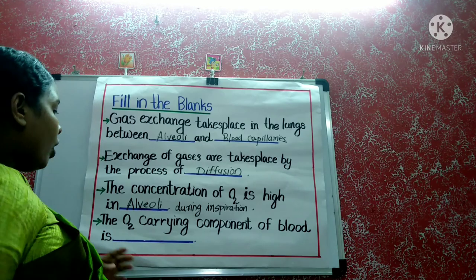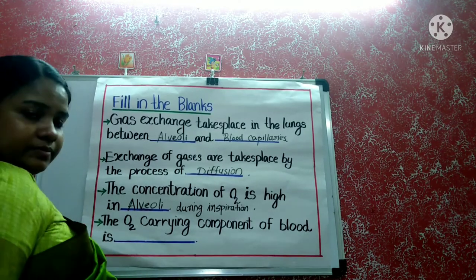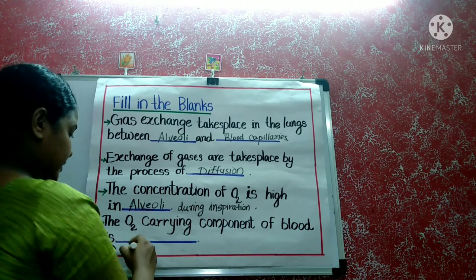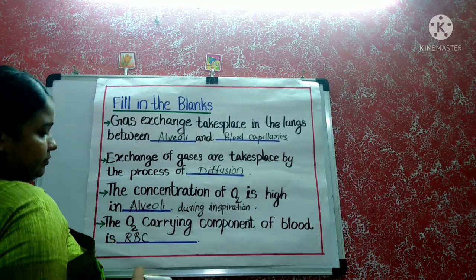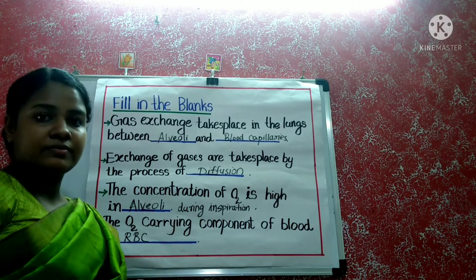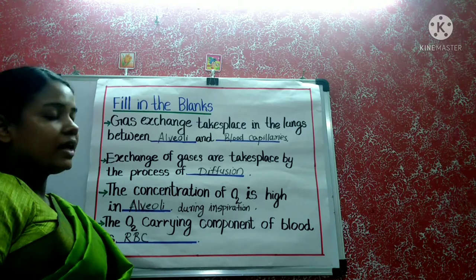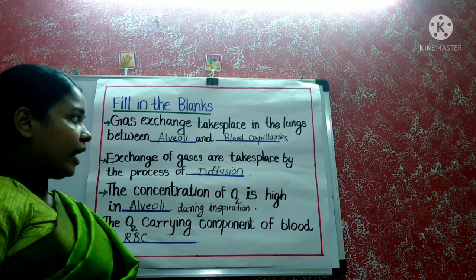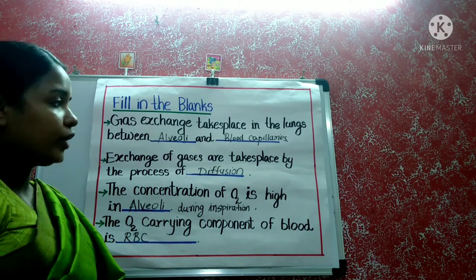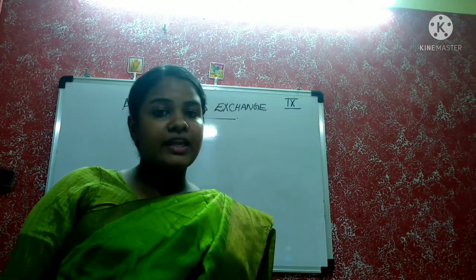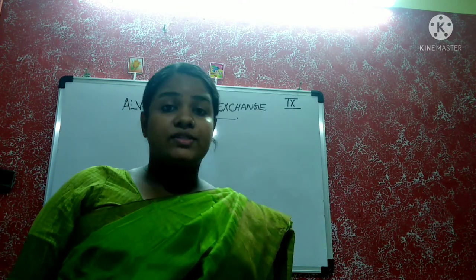Then the oxygen carrying component of blood is RBC. Okay. Understood? I think you got an overall idea about the topic alveolar gas exchange. Okay. Let us conclude the topic. Today we have studied about alveolar gas exchange.